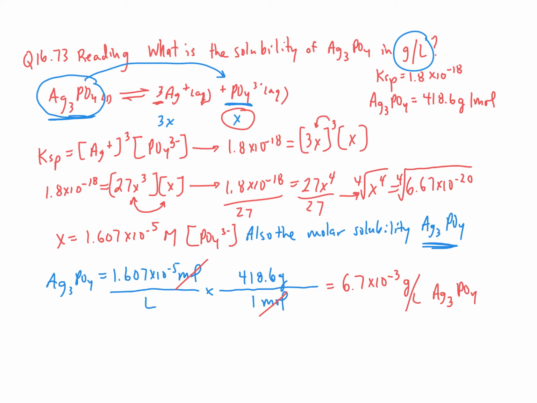The only step that's new here is taking our concentration from molarity, turning it into moles per liter, and then realizing we can go from moles per liter to grams per liter simply by using the molar mass of what we're looking at.